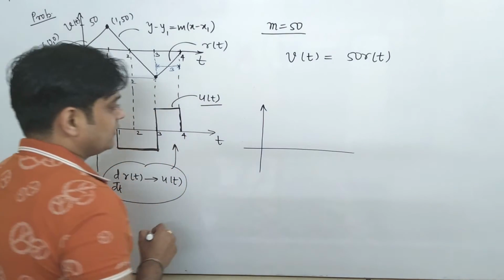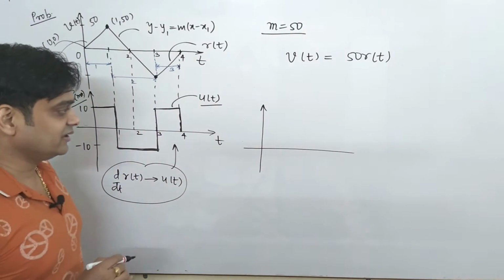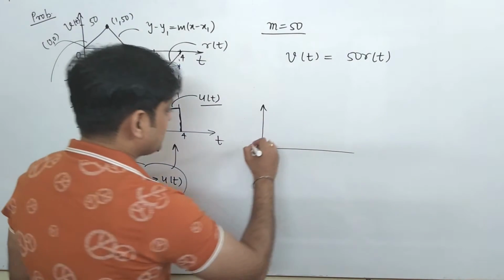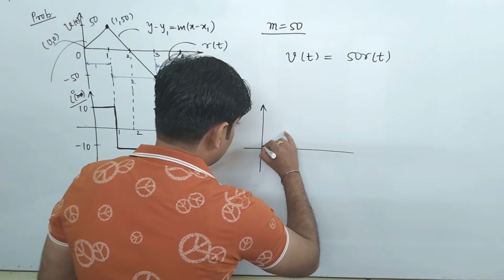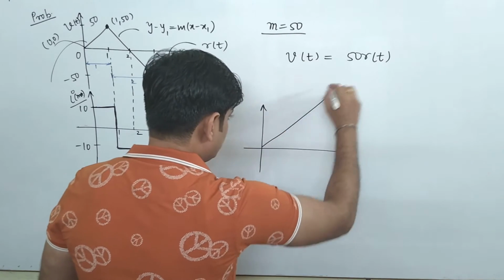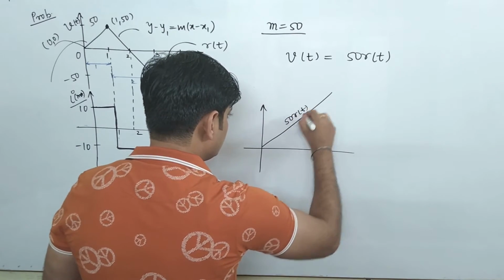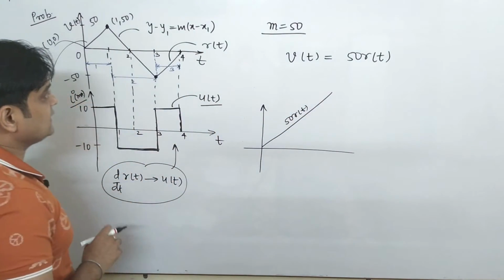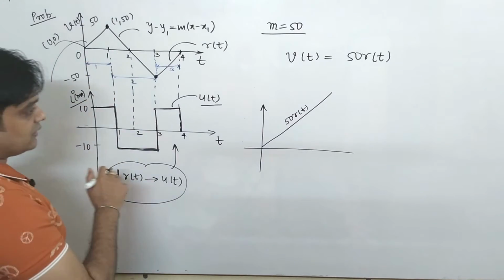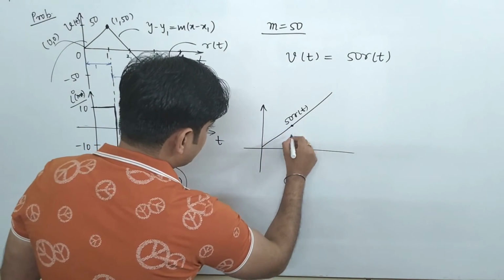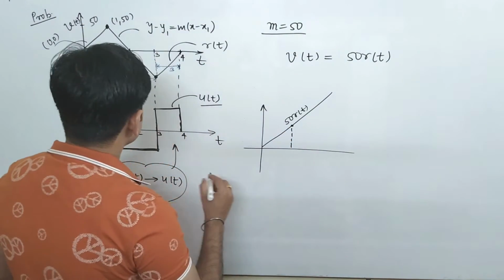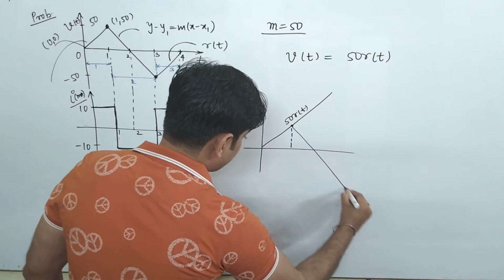Don't think I am starting with signal analysis, just for your basic understanding I am telling you. So this is a ramp signal, and you call it 50 r(t). Okay, so this is a 50 r(t) signal which is moving in this fashion. Now at some point, that point is your 1, this signal is going in this fashion.